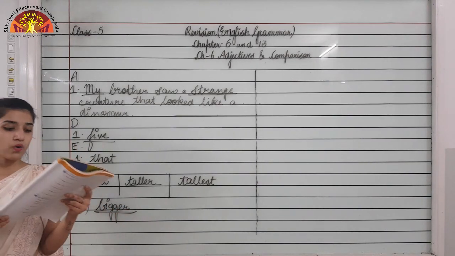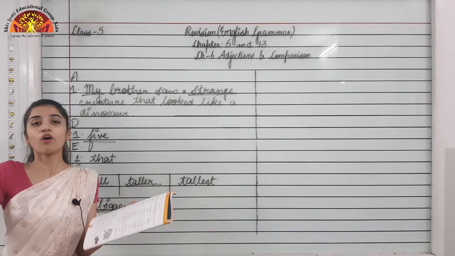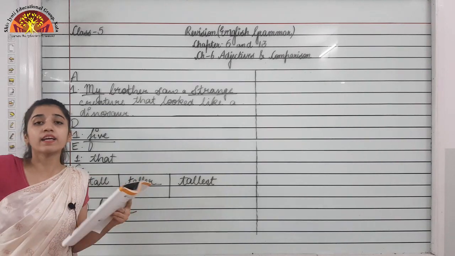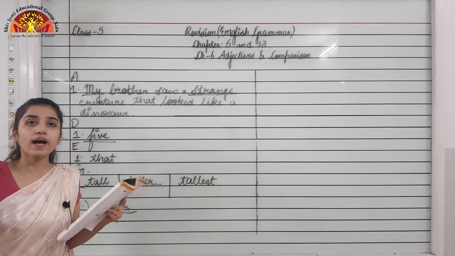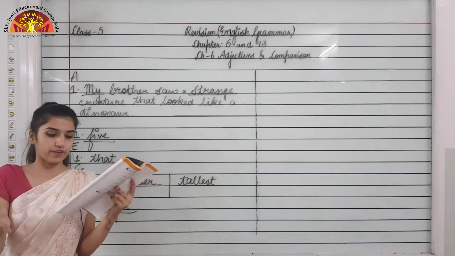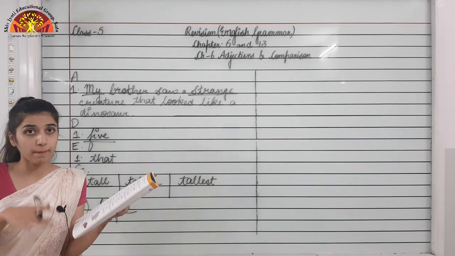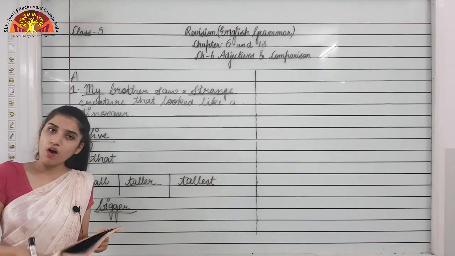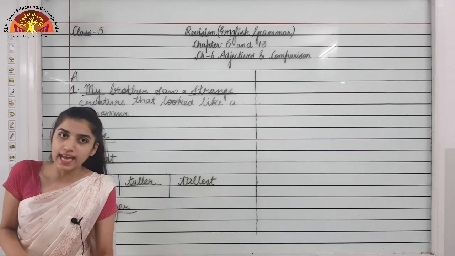Now you can see some more examples: today is the dash day of the season so far, hot or hottest. I am comparing all the days from the season, which is why the degree I will use is the superlative degree. I am not comparing between two things, I am comparing between more than two things. So the answer would be hottest. Now these are some exercises of chapter number 6, adjectives and comparison.